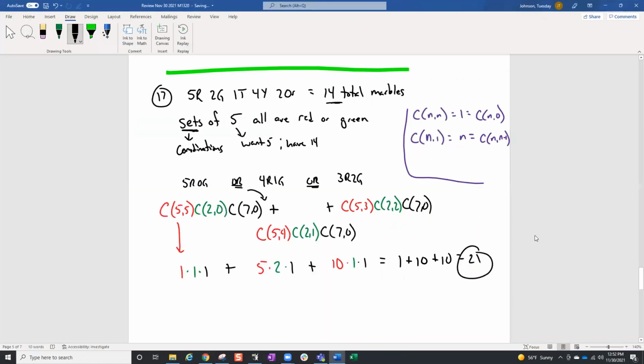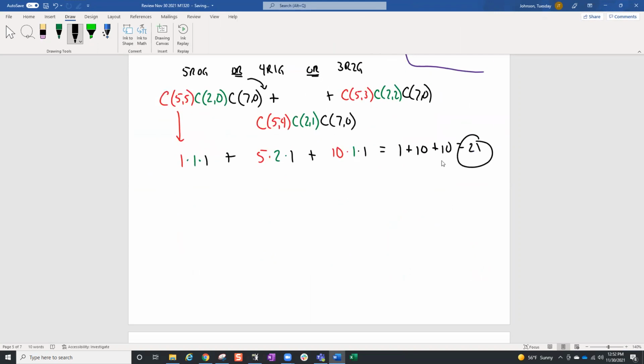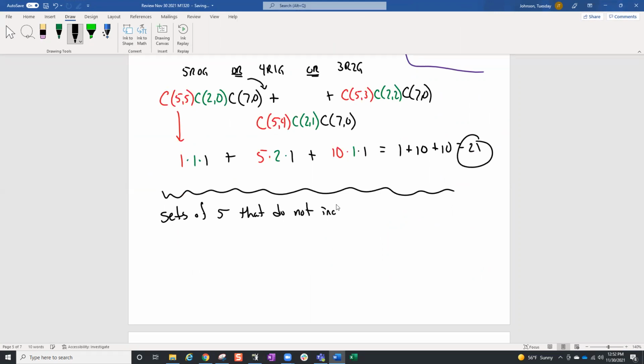The question that I have on my exam review says how many sets of 5 marbles do not include all the red ones. So I don't know how to work that. Would that change, right? Do not include. Wait, okay, say that again. It says how many sets of 5 marbles do not include all the red ones.